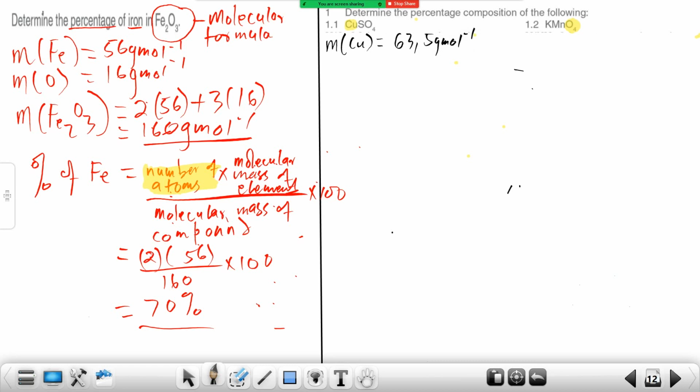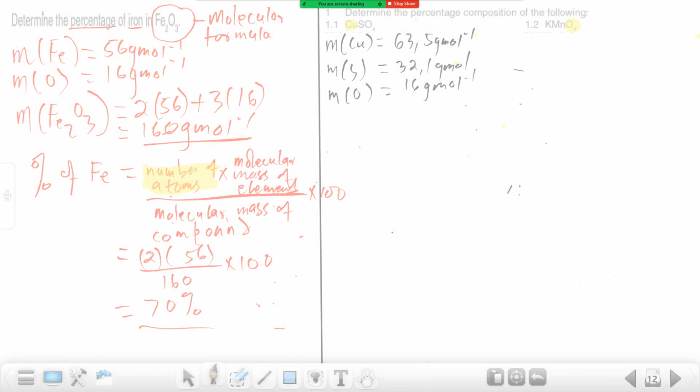63.5 grams per mole. And then M for sulfur is equal to, I don't see my periodic table. How sad. Oh, for sulfur, it's 32.1 grams per mole. And then M of oxygen, it's 16, but we'll have to multiply it by 4, no problem. So what will be the total molecular mass? Let me just write it nicely.